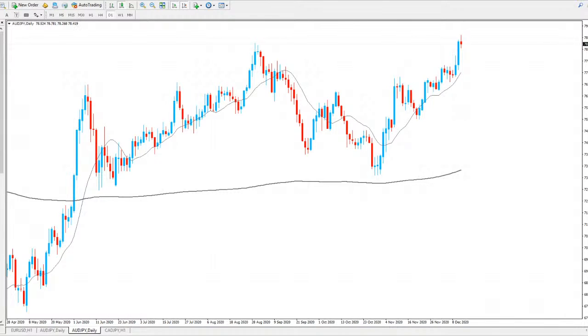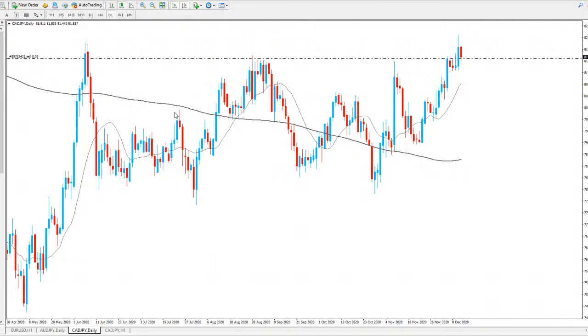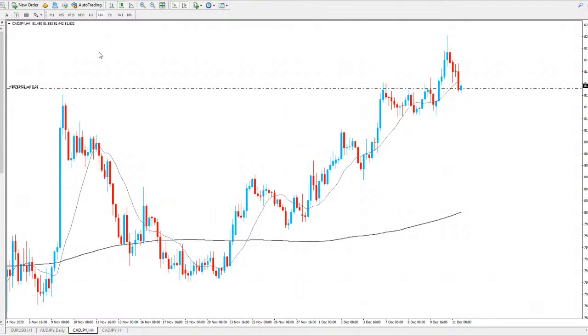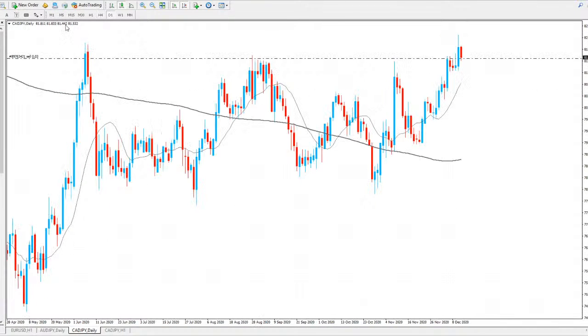Next, we're going to take a look at CAD JPY. So this pair I'm looking to go short on as well, similar to CHF JPY. Again, we're right back at the highs here for CAD JPY. You can see here previous highs in the market, big resistance here.